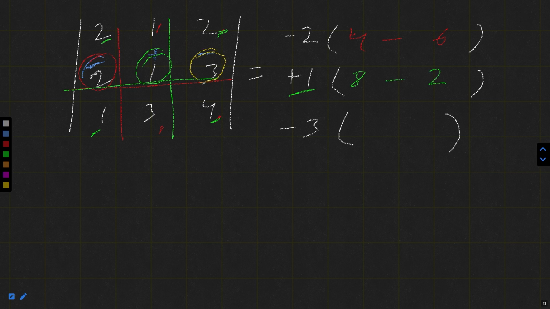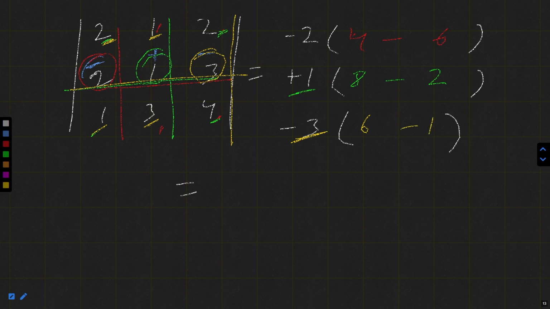Now choose this minus 3. Remove this row and this column. You are left with what entries? You are left with these entries. So this means now you will have 3 multiply 2 means 6, and 1 multiply 1 means 1, with a minus sign.